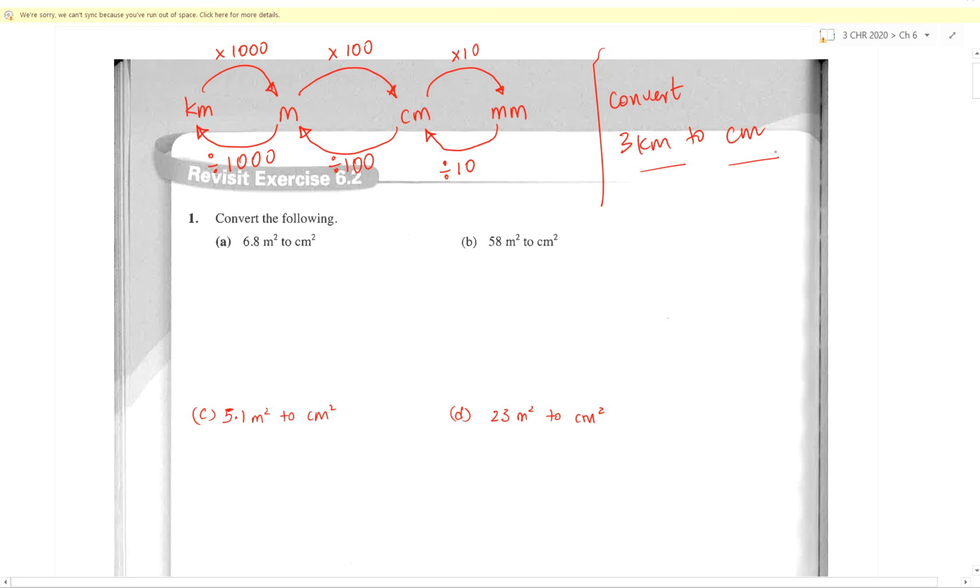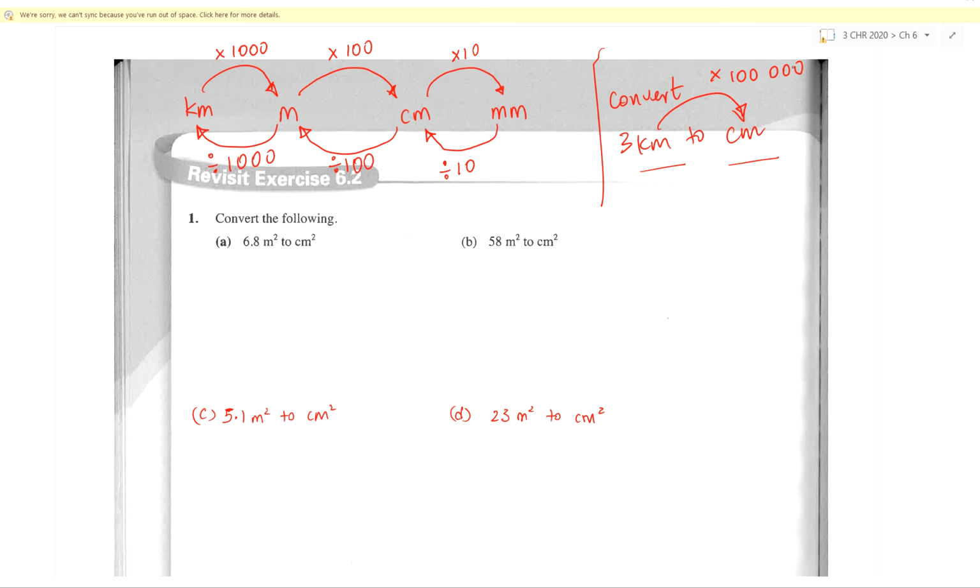I multiply by 1000, then I get meters. Then I multiply by another 100 to get centimeters. Can I combine these two steps together? Isn't it equivalent to multiply by 100,000? So from here to here, we multiply by 100,000. We don't need to memorize that as long as we are able to draw this. Question: are you able to draw this yourself? All this conversion can, right?